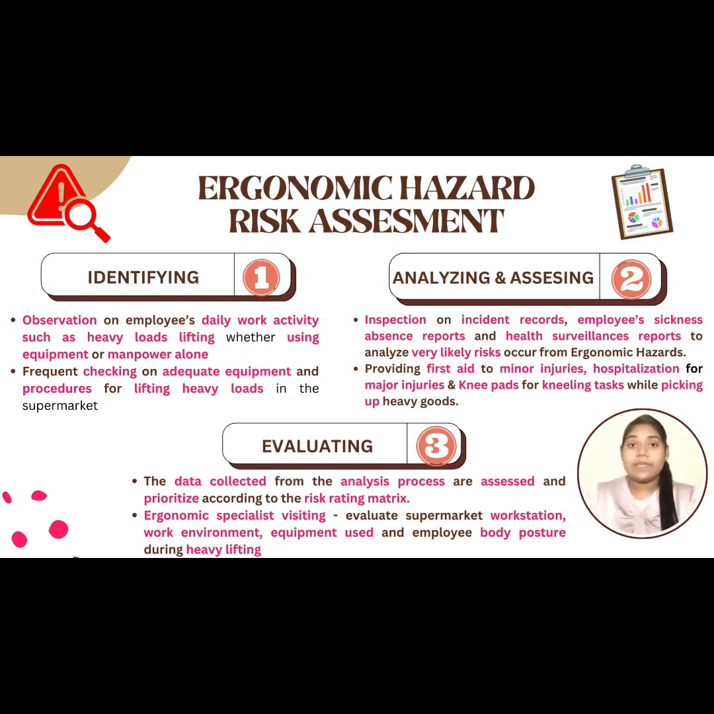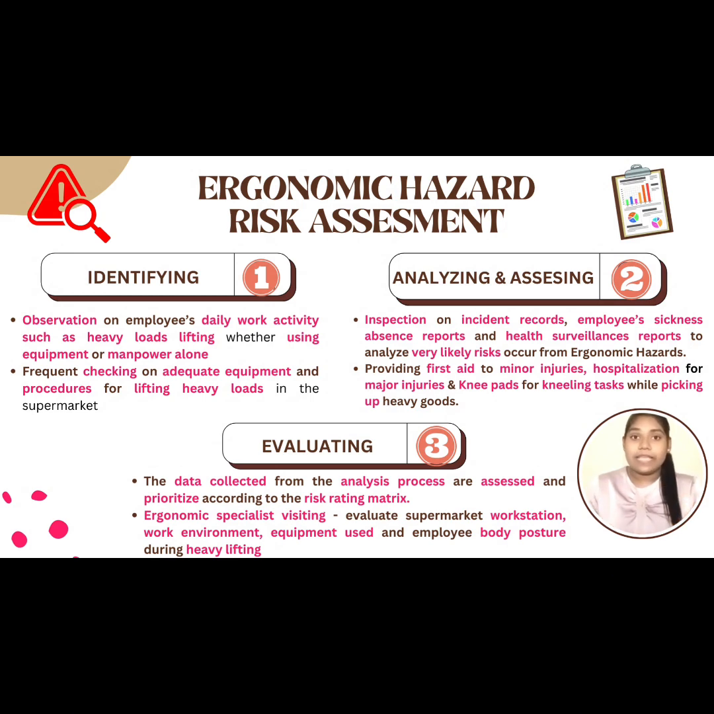Thus, the ergonomic hazard risk in the supermarket should be frequently identified by checking adequate equipment and employees following procedures to lift the heavy load of goods properly. The second step is analyzing and assessing the risk of ergonomic hazard in the V-Mart supermarket. In the analysis and assessing process of ergonomic hazard, inspection on incident records, employee sickness absence reports, and health surveillance reports can be used to easily analyze the very likely risks that occur from ergonomic hazards.